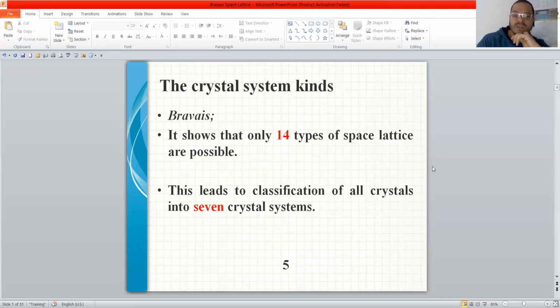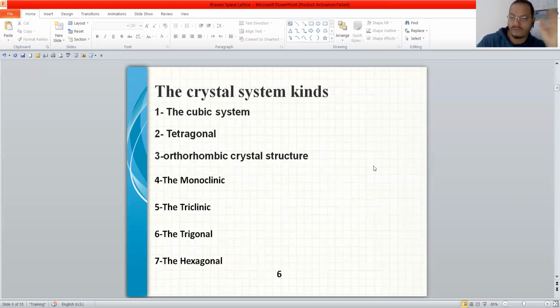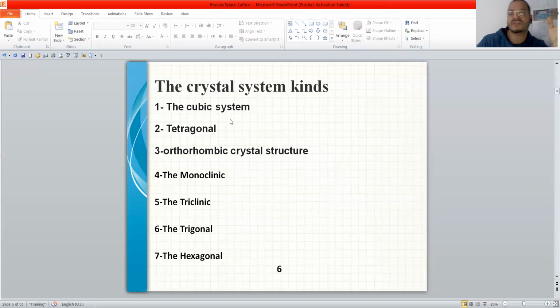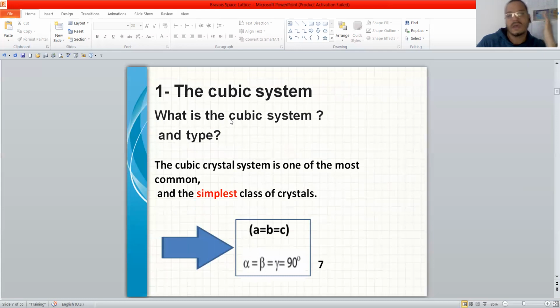Here, we have 7 kinds of crystal system. It shows that only 14 types of space lattice are possible. By that, we have 7 kinds of crystal lattice structure. I will explain all of them. Let me start from the cubic system structure, and let's know how many kinds we have in it. What's the cubic system?